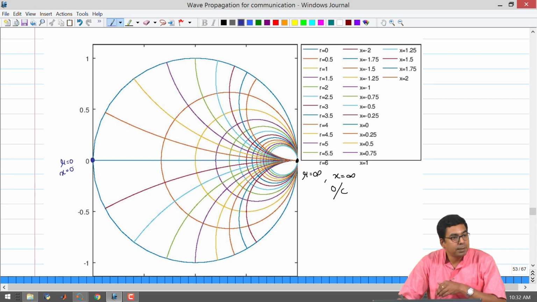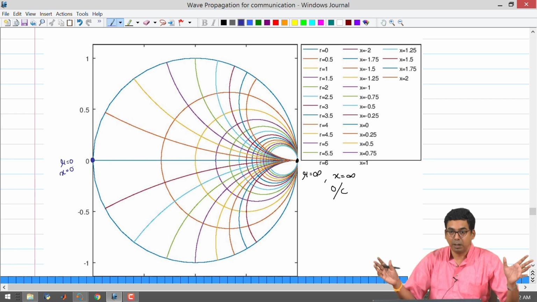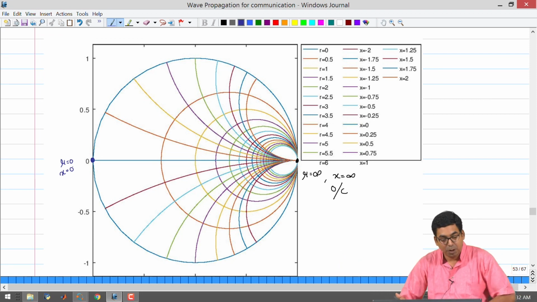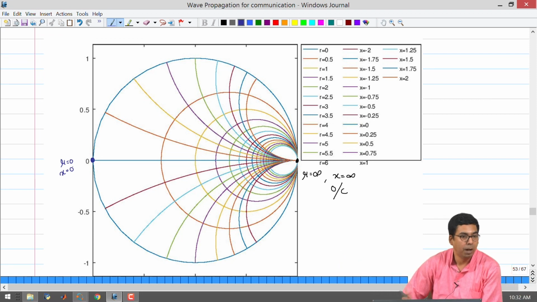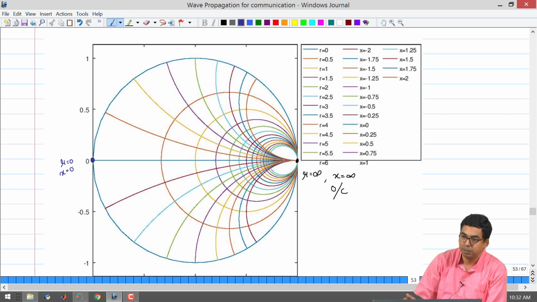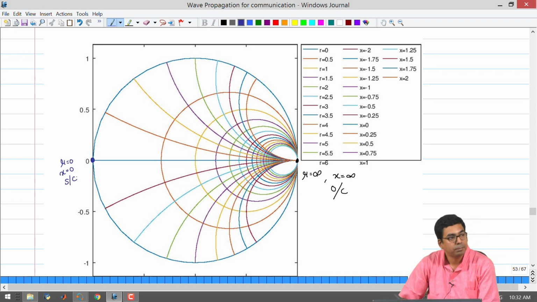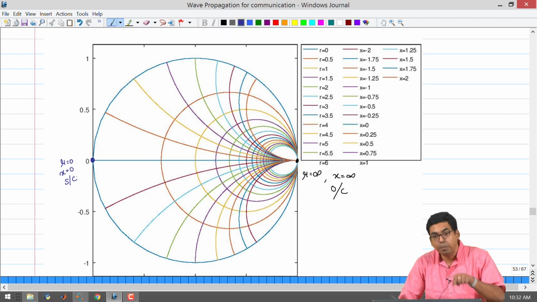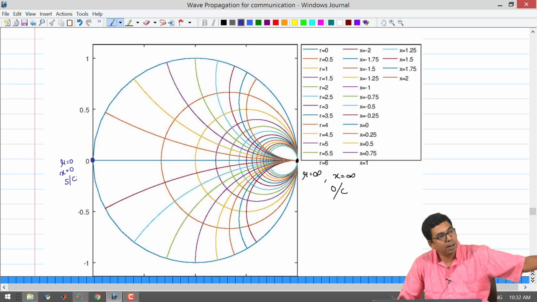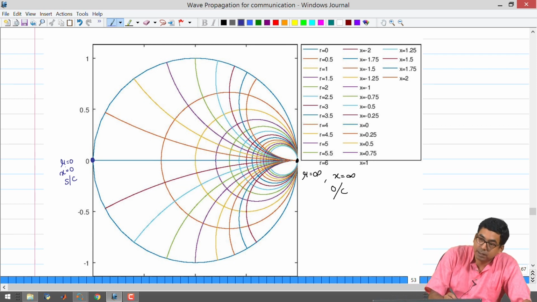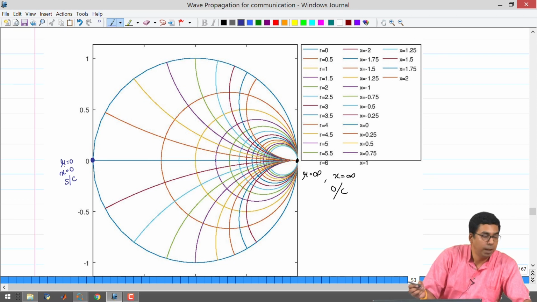Because the radius of the circle becomes infinite in that expression, it looks like a straight line. So, for R equal to 0 and X equal to 0, we already know what the physical interpretation would be. It is going to be a short circuit on the left hand side. So, the short circuit is represented on the impedance Smith chart on the left hand side of the complex gamma plane.